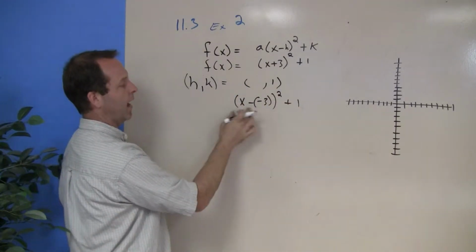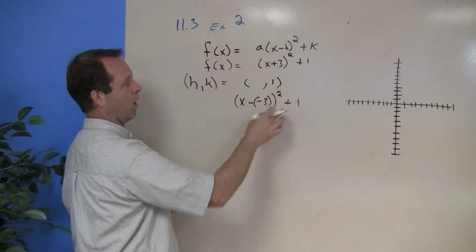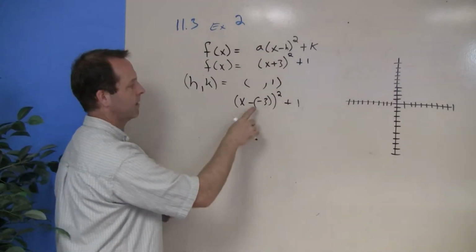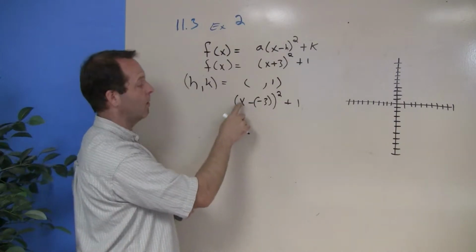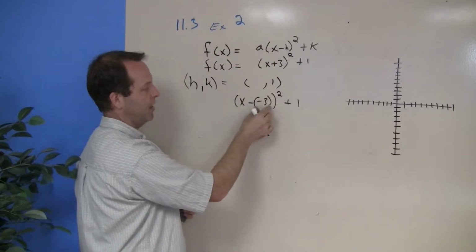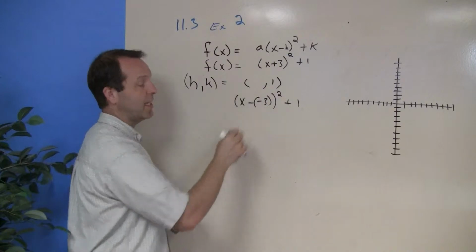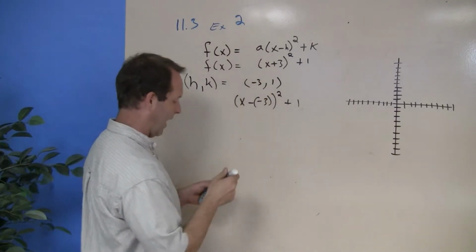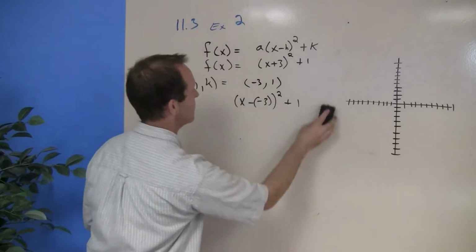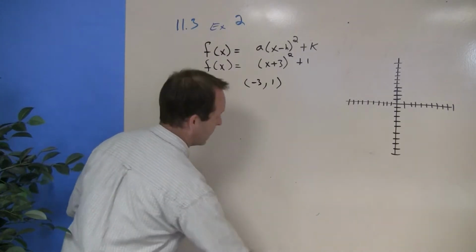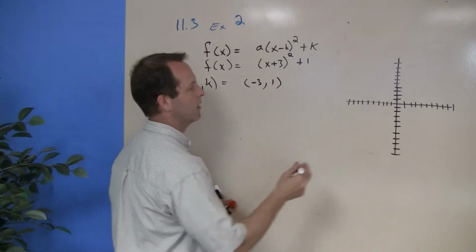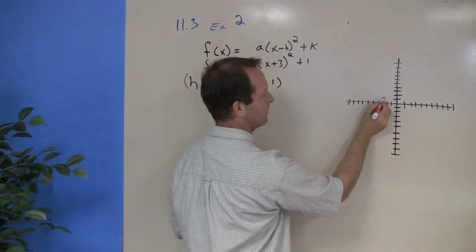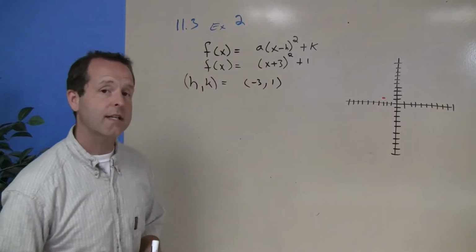What I have written here, (x minus a minus 3) squared plus 1, is the same thing as (x plus 3) squared plus 1. But I wanted to put it in the form of x minus the h. And now I can see that really the h is a negative 3 value. So now I have a vertex. The vertex of my graph is at the point (negative 3, 1). So I'm going to go backwards 3, 1, 2, 3, and up 1. So there's the vertex of my graph.